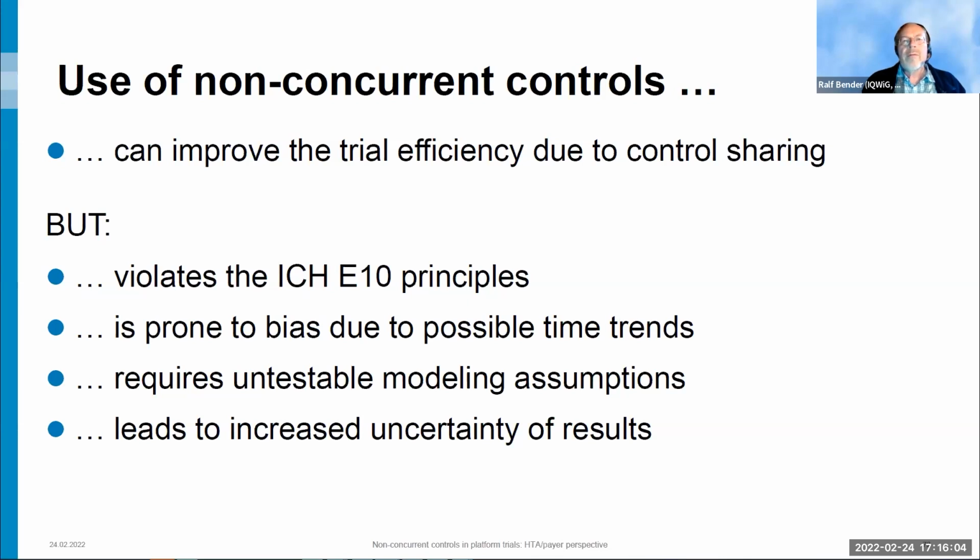So we have heard that the use of non-concurrent controls, of course, can improve trial efficiency, but it's clear that if you do this, it violates the old ICH principles. It is prone to bias due to possible time trends. It requires untestable modeling assumptions, and in the end leads to increased uncertainty of the results.